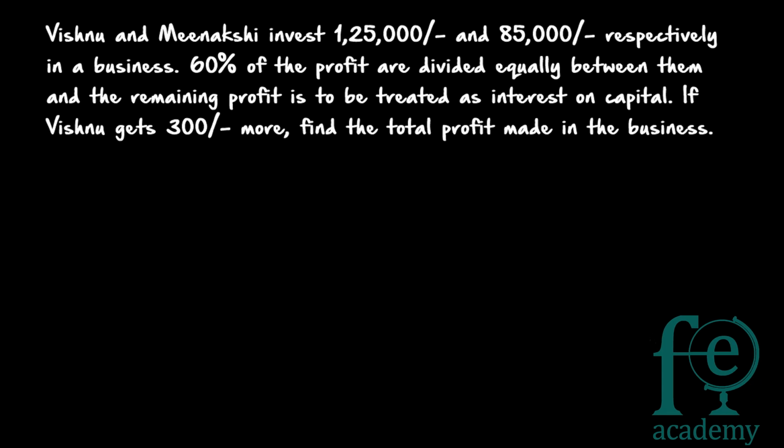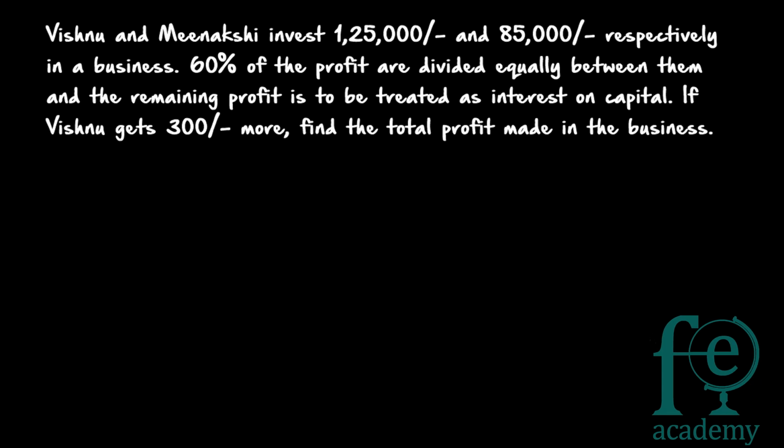So what is the given question? Vishnu is investing 1,25,000 and Meenakshi is investing 85,000. So they get some profits. 60% of the profit is divided equally between them. So if Vishnu is getting X, Meenakshi also will be getting X. 60% of the profit is divided equally and 40% of the profit will be based on their capital.